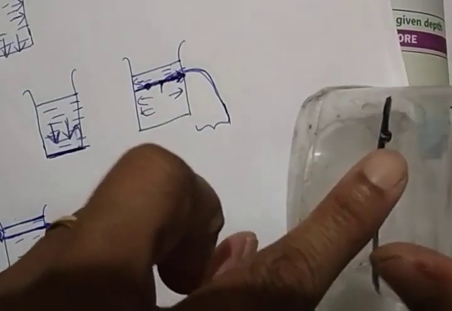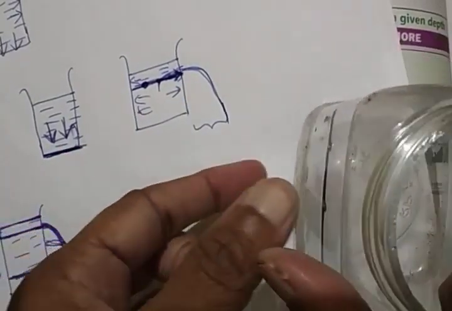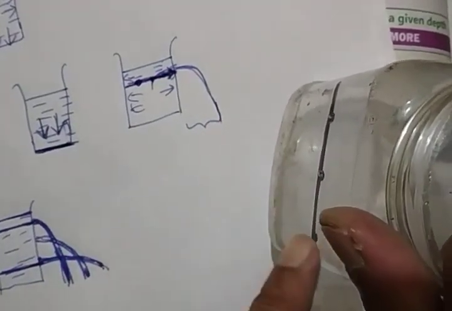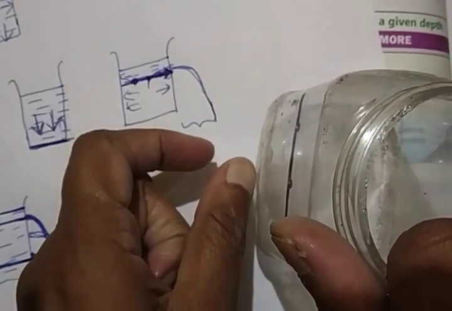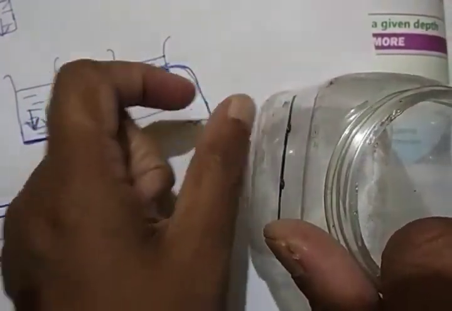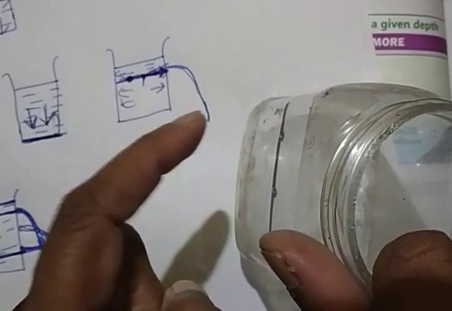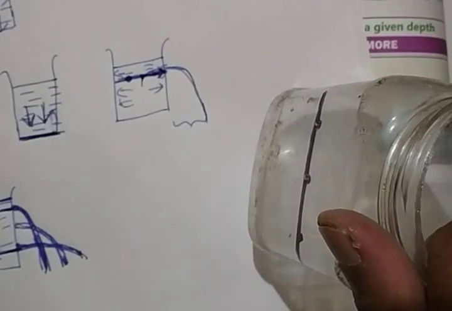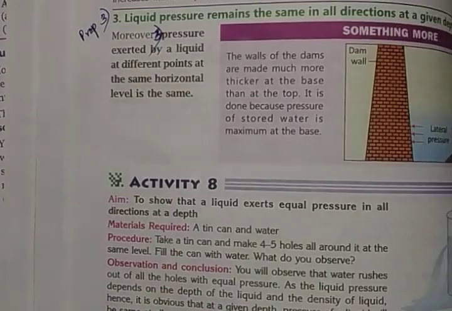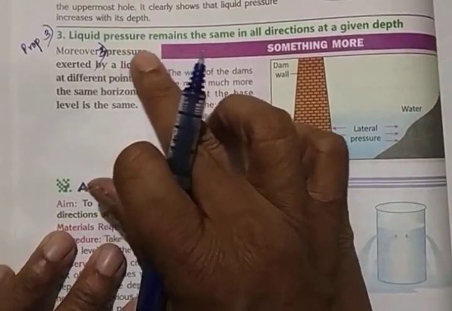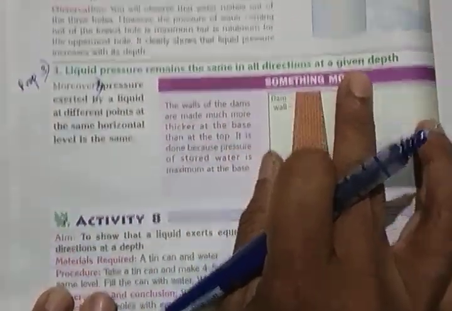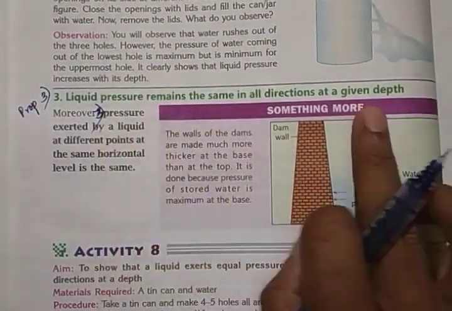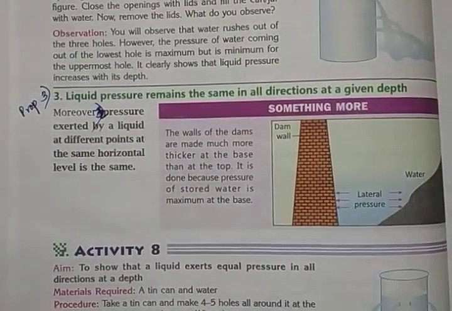Hope you're able to understand. The water coming out of these may fall here or here, but the distance from the base will be the same. That means the pressure of the liquid coming out of all these 3 is the same. Hope it is clear, children. So that is property number 3: liquid pressure remains the same in all directions at a given depth. At one particular depth, in all directions, at all points, liquid pressure remains the same.